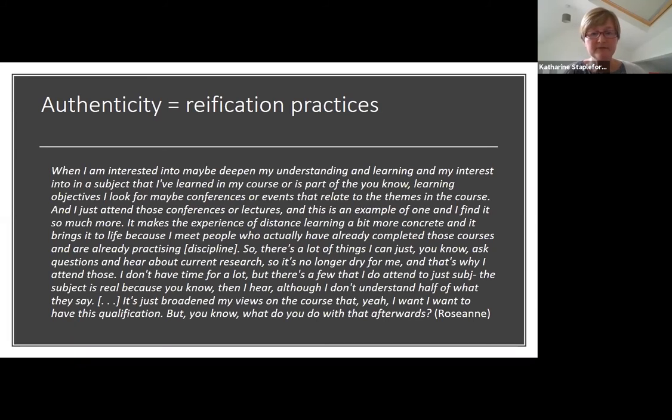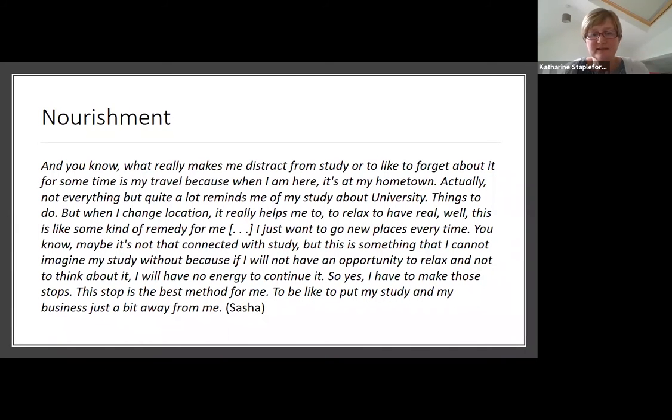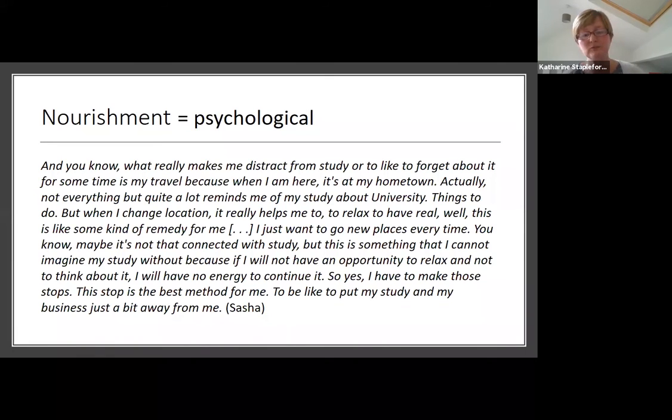Okay, so that's the theme of authenticity. The third theme then is nourishment, transactions of nourishment or sustenance. So in this narrative, we see how Sasha describes how he likes to travel as a distraction or have a break from studying. And that gives him mental well-being to come back refreshed and approach his work from a position of strength. And this is another non-dualist transaction where the learning or stimulus is changed due to the altered psychological state of the individual, Sasha, when he comes back from his break.